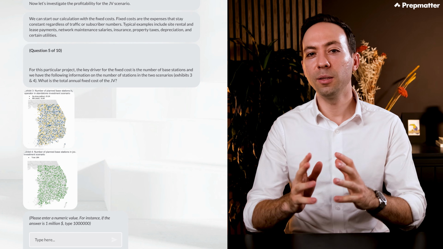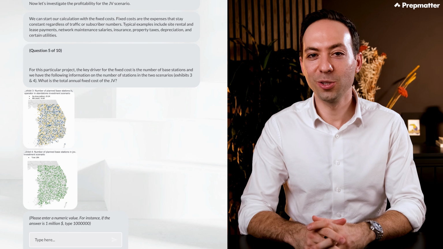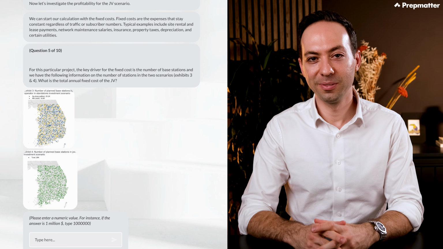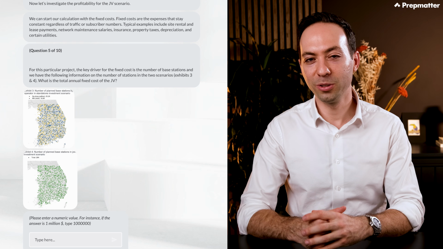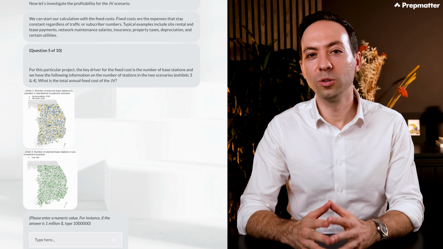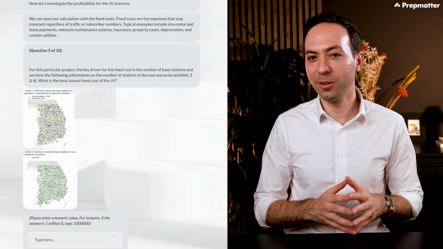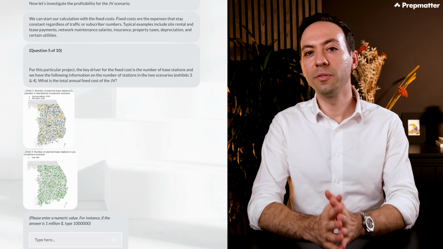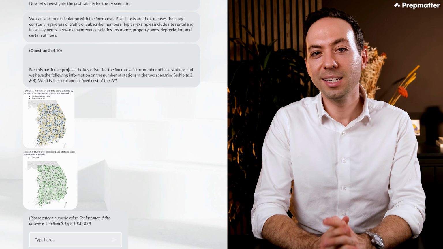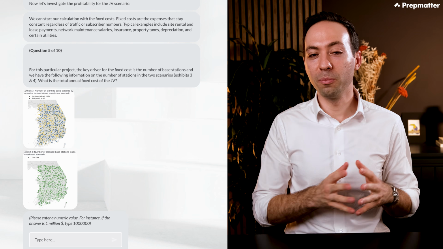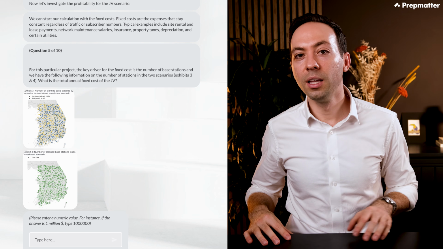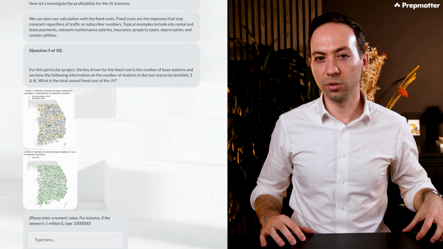I suggest we calculate the percentage decline. 42 minus 28 divided by 42. So that's 14 divided by 42, which is 1/3. So the total number of base stations will decline by 1/3. To calculate the total fixed costs in the joint scenario, I suggest we sum the fixed costs we already know for both clients in the standalone scenario, and then take 2/3 of the total.